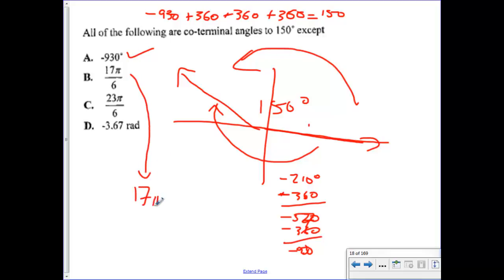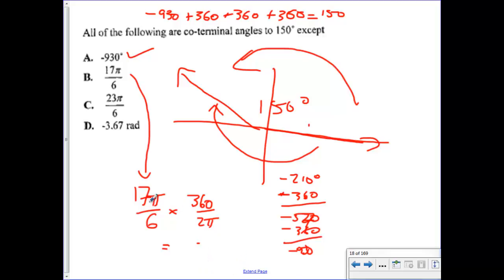This guy right here, I'm going to have to convert by using that rule I just showed you, which is 360 over 2 pi. So 17 pi over 6 times 360 over 2 pi. Anyone get an answer for that? 150. No.